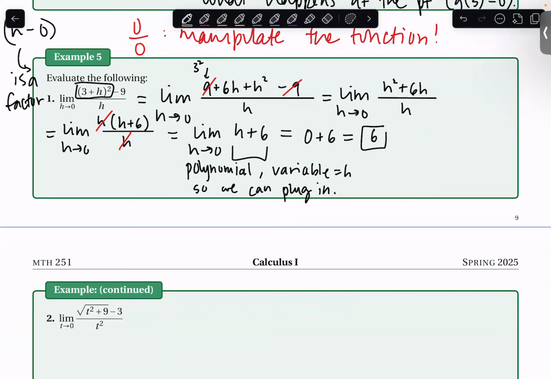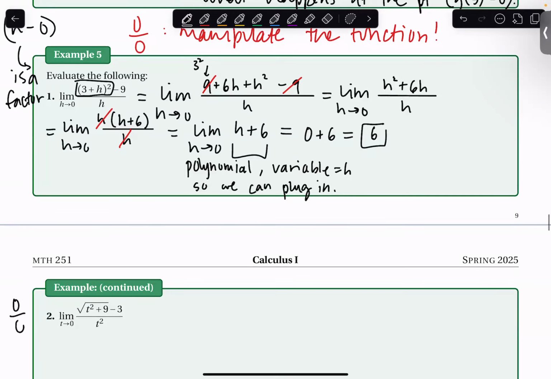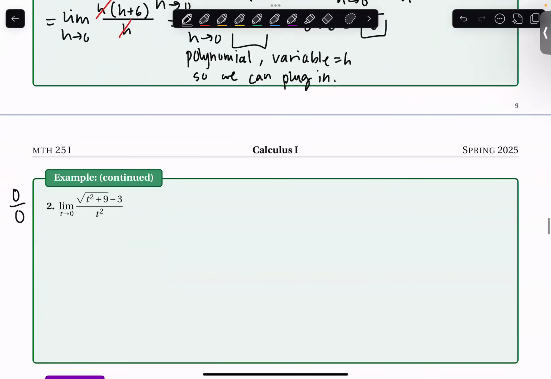Then I can try to use my quotient rule. But here, if I plug in t, that was my variable name, if I plug in t equal to 0, I get a square root of 9, which is 3. 3 minus 3 is 0. 0 squared is 0, so we do get another 0 over 0, which tells me I have to manipulate the function to decide what this is approaching. But still, I get the 0 over 0 here.